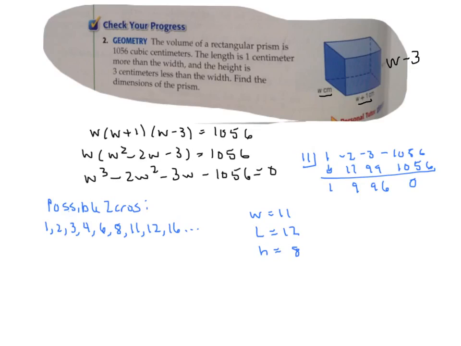Here's the answer to the check your progress. You set up the equation, possible zeros. Notice I didn't list them all. 1 divides into it. Just a minute, I'm going to change my color there. 1 divides into it. 2 does because it's even. The rule for 3 is if you add up the digits, 1 plus 0 plus 5 plus 6, that equals 12. If the sum of the digits is divisible by 3, then the number is divisible by 3.